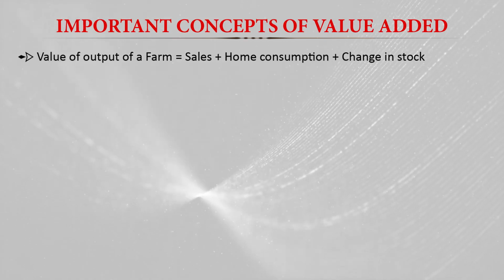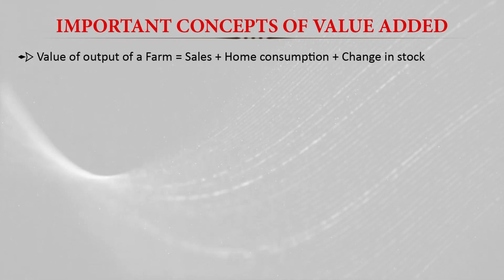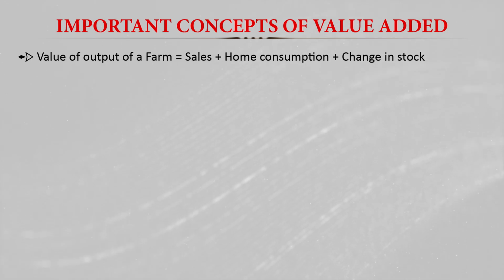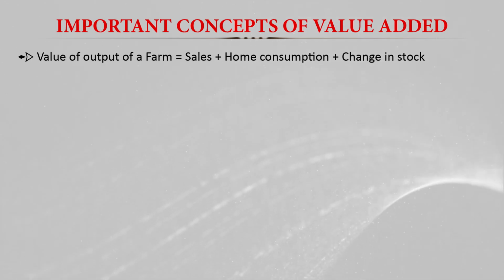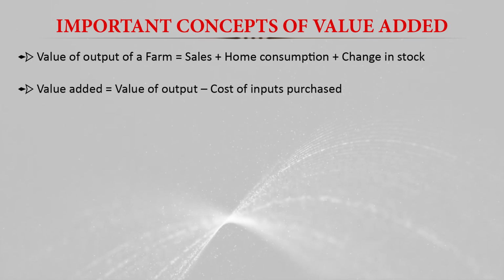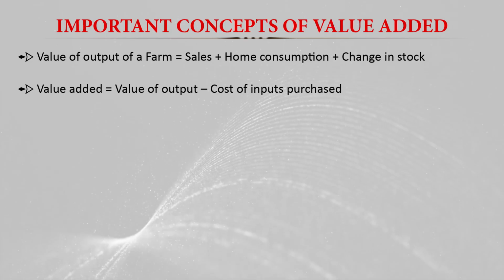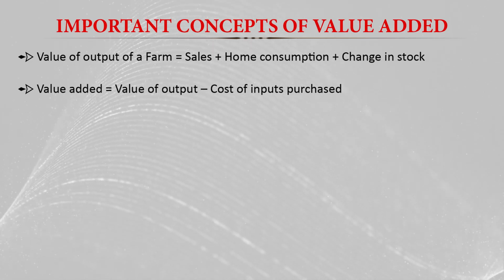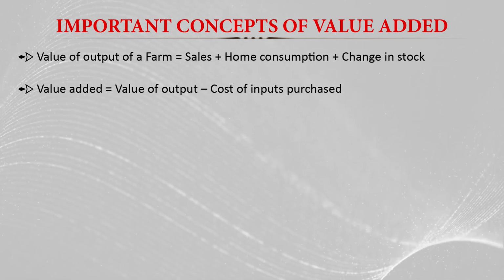And here an important concept is value added. There are 3-4 major terms we generally use, like the value of the output of a firm. It is basically sales plus home consumption plus change in the stock. So there are 3 components included in the value of the output. Then value added: the value of the output, which includes the sales, home consumption, and change in the stock, minus the cost of input purchase is basically the value added.